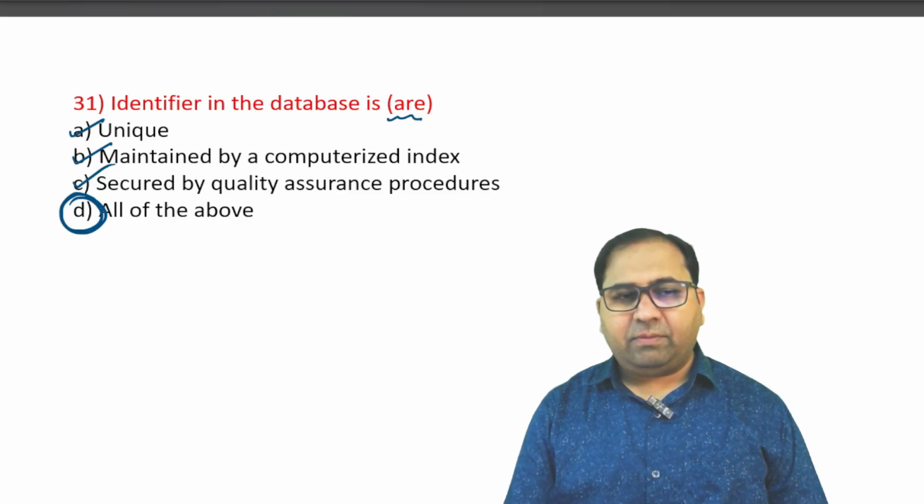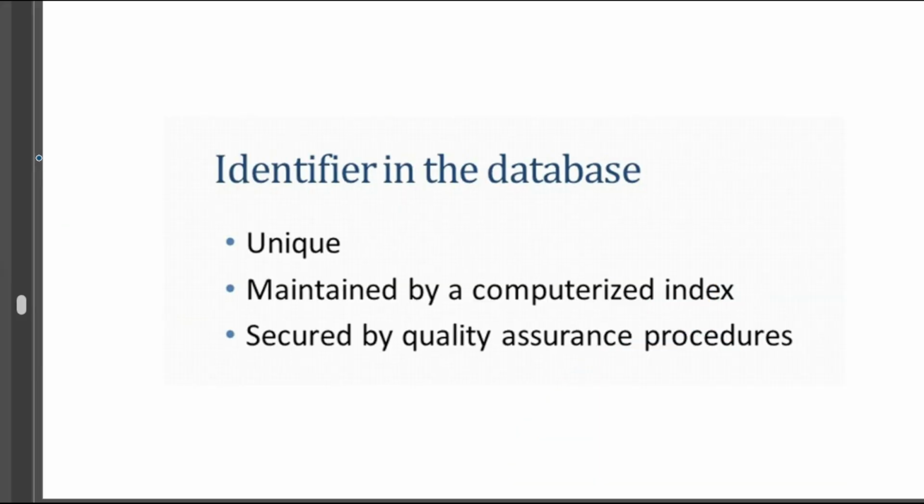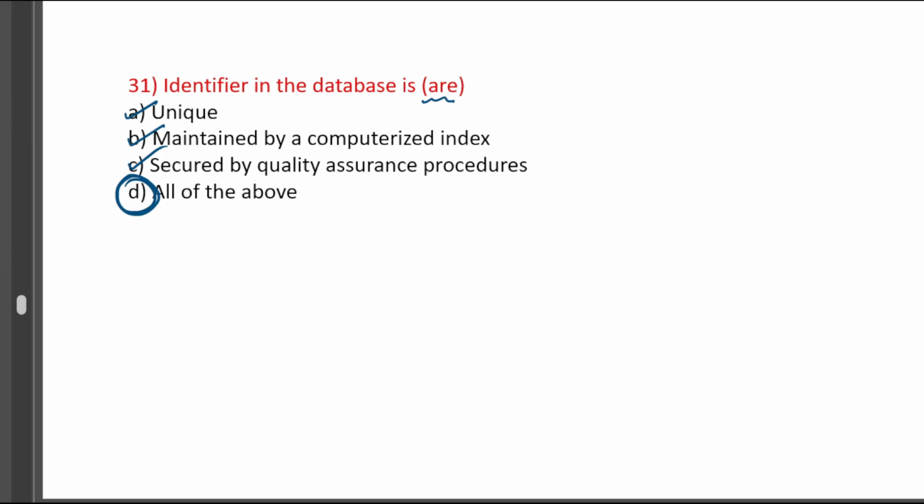Now see the chart from the book. Now this chart is directly from the basic course of biomedical research pertaining to the data management. You have to mug up this chart. The identifier in the database is 1, unique, 2, it is maintained by the computerized index, and 3 is it is secured by quality assurance procedures. So we got the answer for our question.